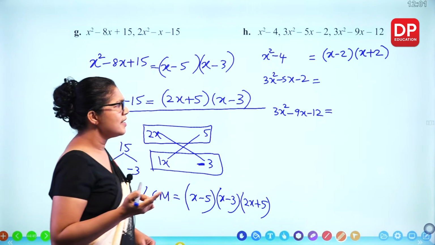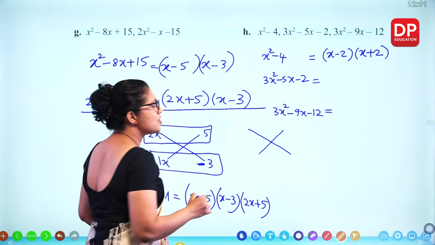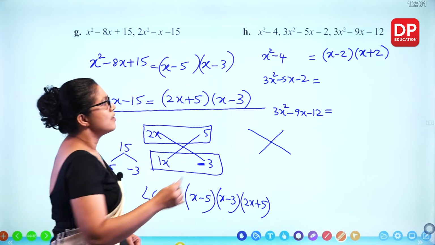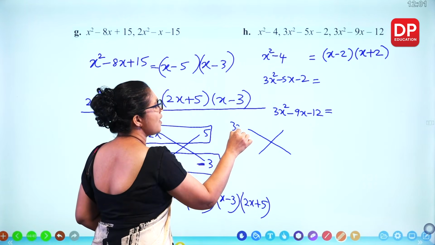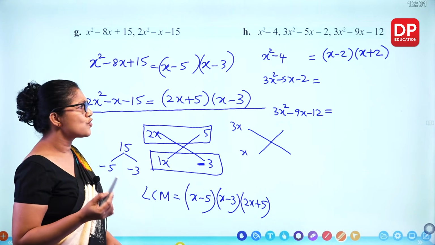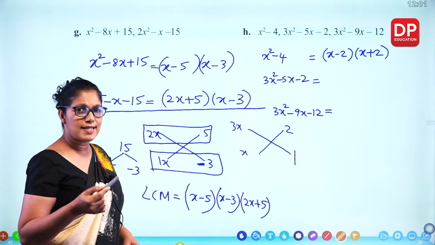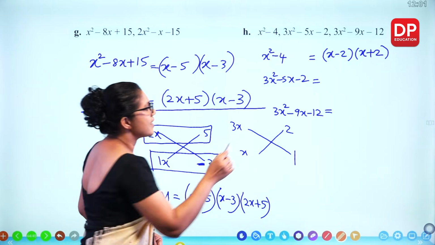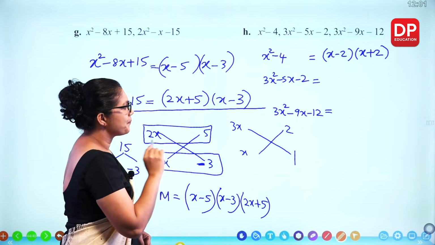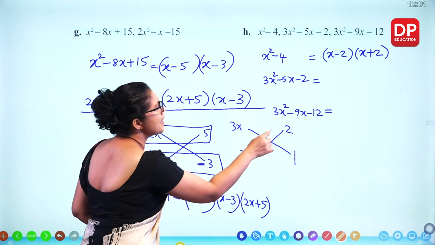Second one, a quadratic expression with a coefficient here. So you need to use the cross method. What are the factors of 3x squared? 3x and x. What are the factors of minus 2? 2 and 1. We'll put 2 and 1 here and we need to decide whether it's correct, whether you are getting the middle term. We'll multiply and see, cross multiply. 3 here, 2 here.